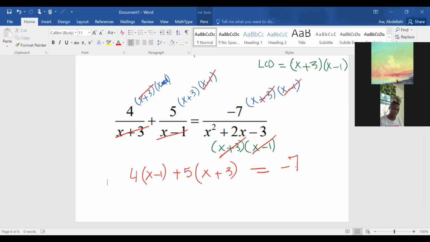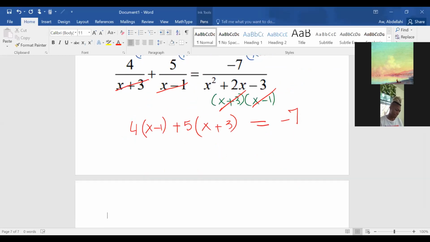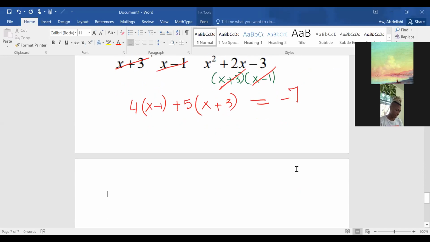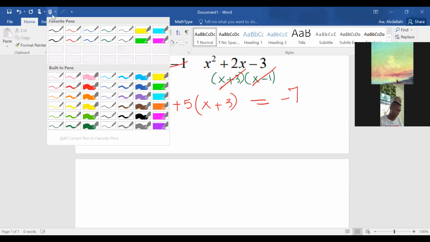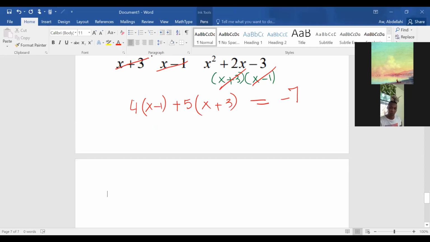Okay, and now we just proceed. And you guys know how to proceed, okay? What you have to do now? So now you do 4 times x. 4 times x. 4 times negative 1. Minus 4, yep. Plus what? Plus 5x. Plus 15. Plus 15 is equal to what?